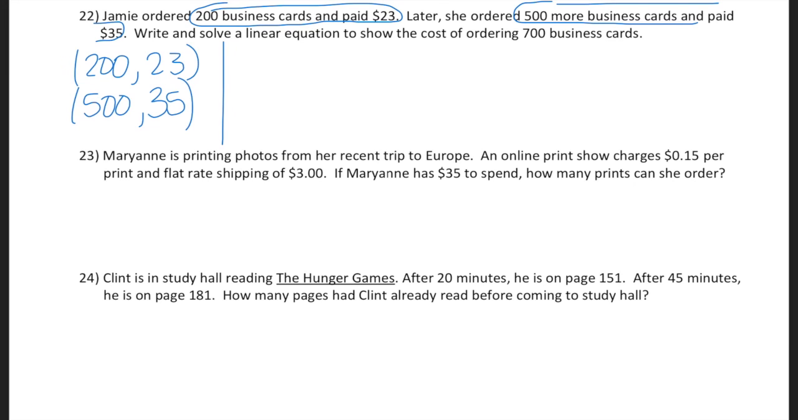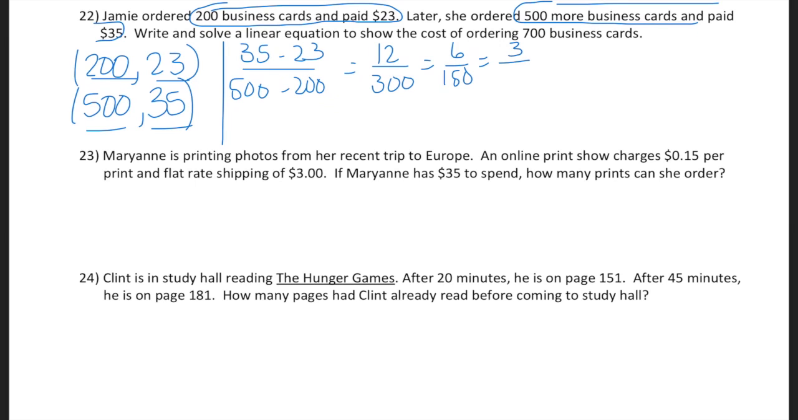So I can find the slope, y2 minus y1 over x2 minus x1. And 35 minus 23 is 12 over 300. And I can divide by 2 and get 6 over 150, and I can divide by 2 again and get 3 over 75, and then I can divide by 3 and get 1/25. Okay, that's my slope.